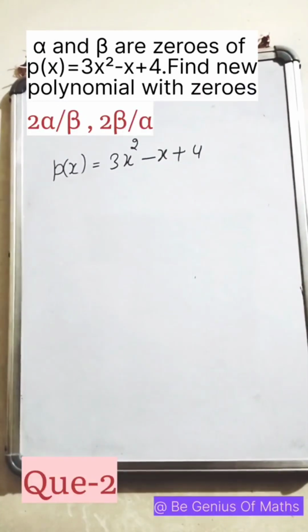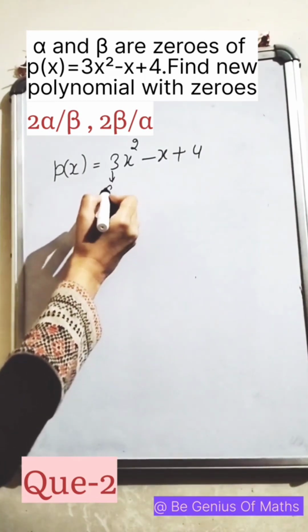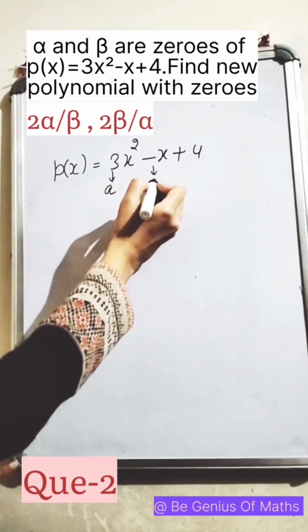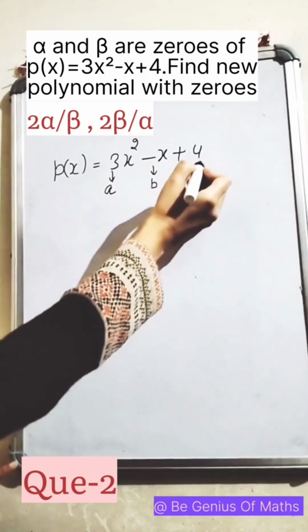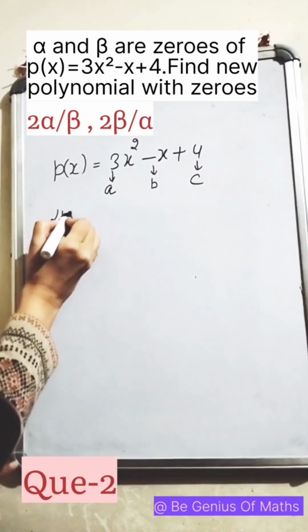With these 4 steps we can find the required polynomial. In this question alpha and beta are the zeros of the given polynomial, but the values of alpha and beta are not given. Now we have to find another polynomial whose zeros are 2 alpha by beta and 2 beta by alpha, but we don't know the values of alpha and beta. Now how do we solve this? For this, a is the coefficient of x square, b is the coefficient of x, and c is the constant term. So a is 3, b is minus 1, and c is 4.